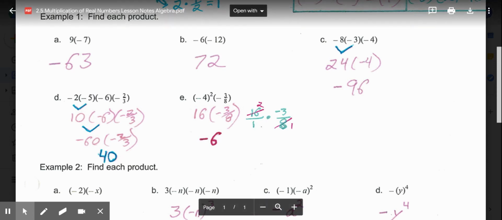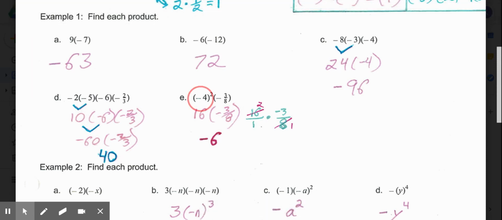In E, we have a negative 4 squared multiplied by a negative 3/8. So following the order of operations, we have to take care of our exponent first. So a negative 4 squared is a negative 4 multiplied by a negative 4. So negative 4 times negative 4 is a positive 16. Positive 16 multiplied by a negative 3/8.